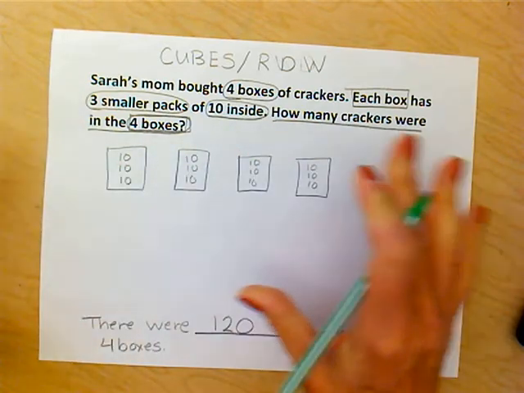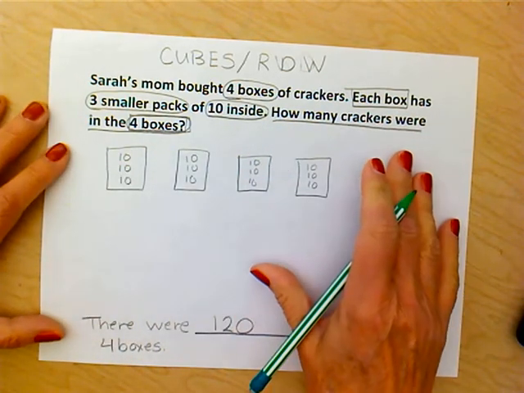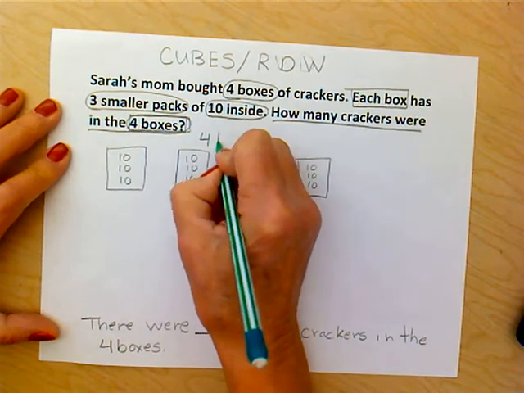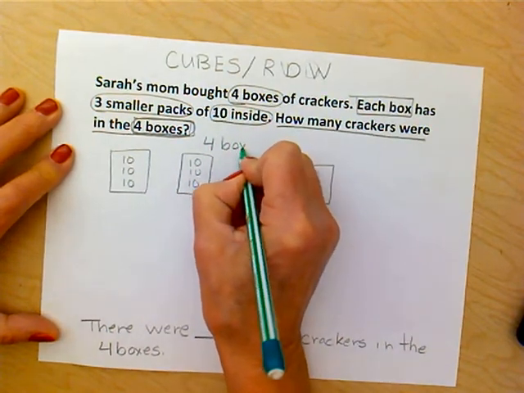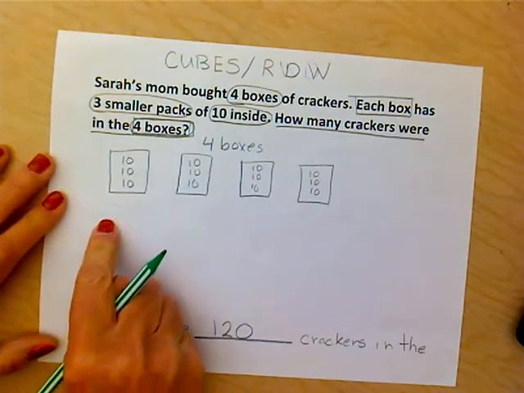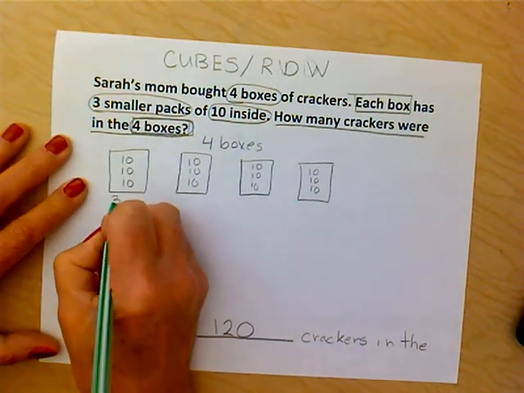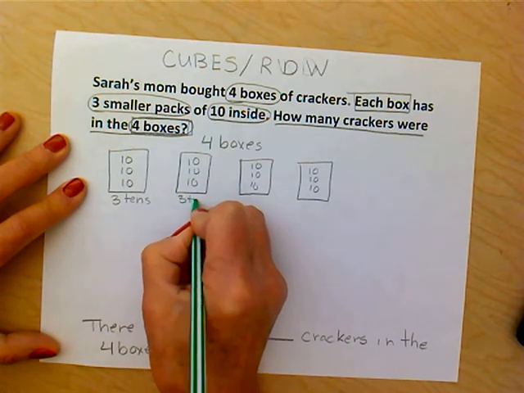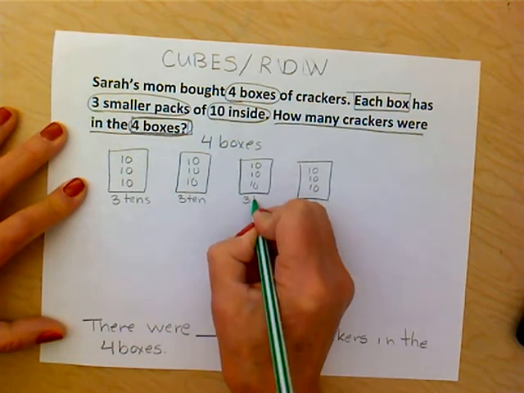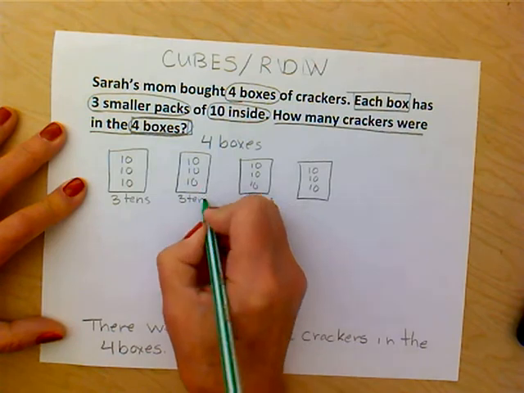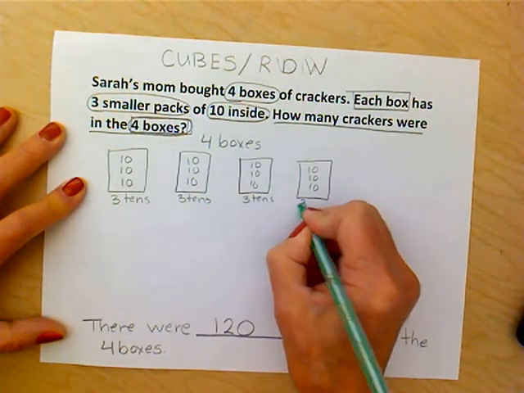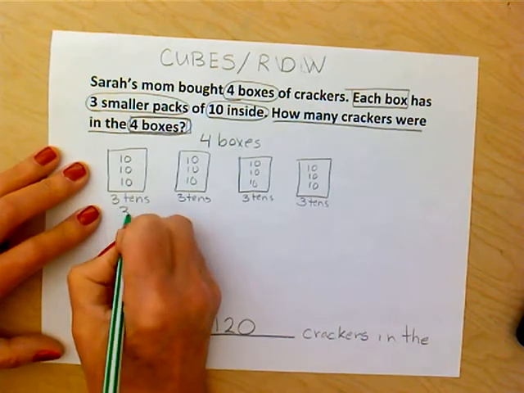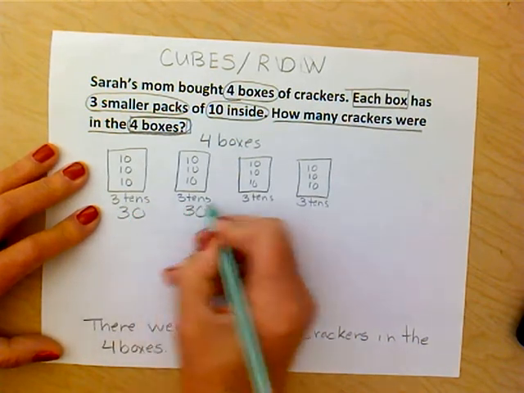So I'm thinking about what the problem is telling me. I'm going back to go through and I'm saying, well, that was the 4 boxes of crackers, and I know that this would be 3 10s. This would be 3 10s. This is 3 10s, and I'm writing it out just so I don't get lost. 3 10s, and you should too. And the value of 3 10s is 30.